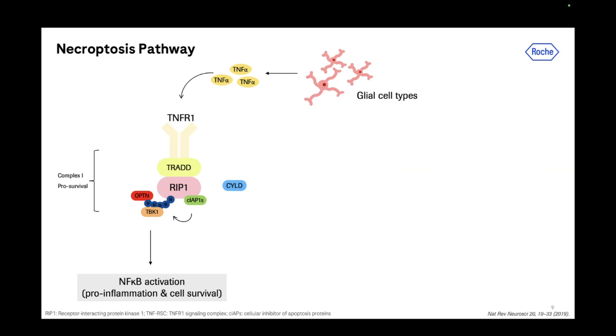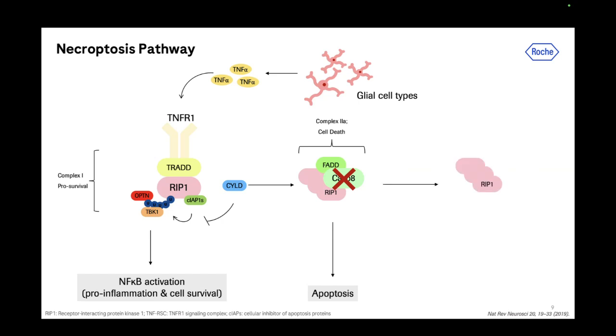However, when a deubiquitinating enzyme such as CYLD comes in, it removes these ubiquitin chains. So RIP1 transitions away from the survival pathway and into death signaling. At this point, RIP1 can translocate into the cytosol and interact with FADD and caspase 8 and initiate apoptosis. This is referred to as complex 2A. If caspase 8 is inhibited or absent, RIP1 instead oligomerizes with RIP3 to form complex 2B. This complex further phosphorylates and activates MLKL, which oligomerizes at the cell membrane, causing membrane rupture and the release of damage-associated molecular patterns called DAMPs, and this process results in necroptosis.